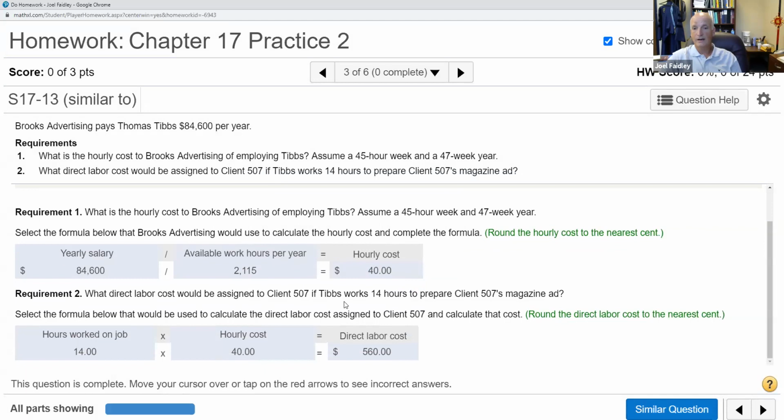So if you got a 14-hour job, $40. My actual cost, right, this is cost. This isn't profit. This is just the cost, $560. Then from there, you decide what you're going to charge in order to have profit for your company.